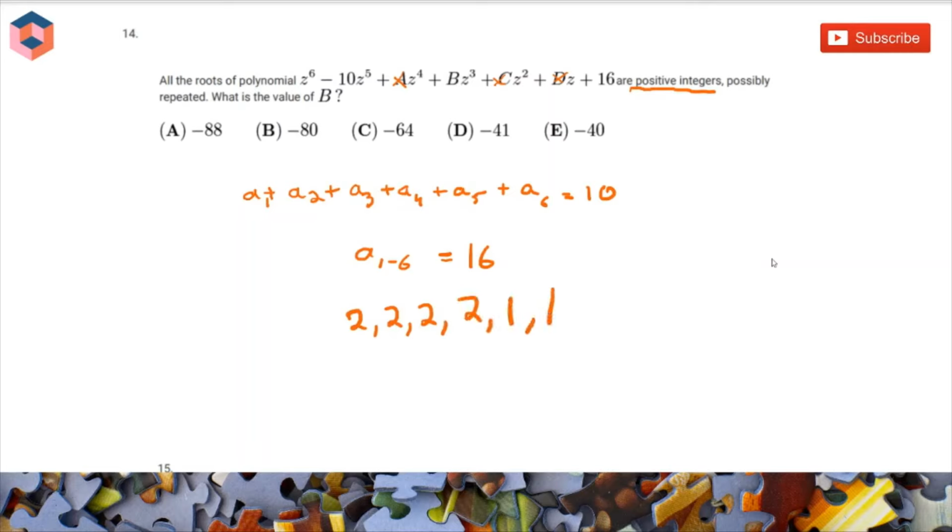Now we sort of have to do a bit of casework to find b. Notice one very important thing about b. Just like how this is a sum of all the roots and this is a sum of all pairwise roots, this is the sum of all the possible triplets of the roots, the product of each triplet, and finding that sum. So let's say we have one 1 in this product. There are 2 ways of choosing the 1. Remember, order doesn't matter. And 4 choose 2 ways of choosing the other 2s. So that gives us 12.